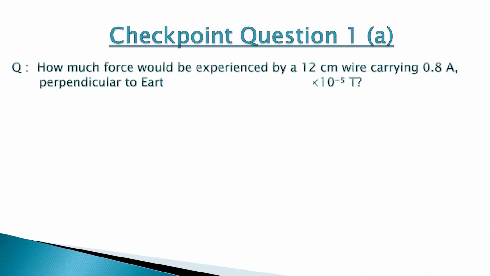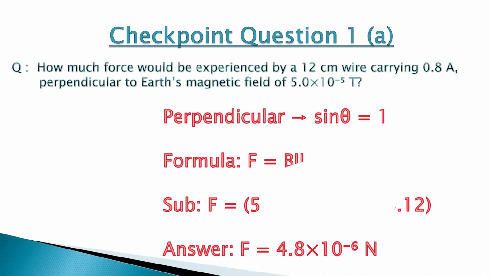How much force would be experienced by a 12 centimeter wire carrying 0.8 amperes perpendicular to Earth's magnetic field of 5.0 × 10^-5 Tesla? Part A is about the wire in Earth's magnetic field. When current flows in a magnetic field, the wire experiences a force. The general formula is F equals BIL sine theta. Because the wire is perpendicular, sine theta equals 1, so it simplifies to F equals BIL.